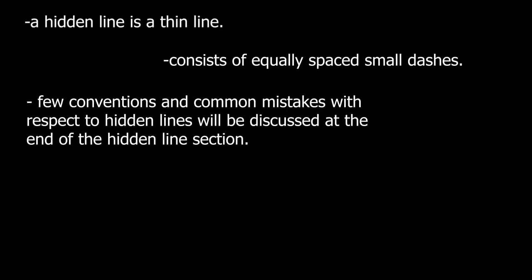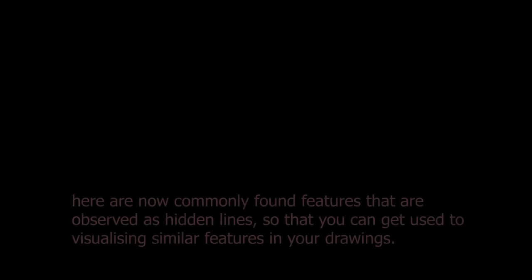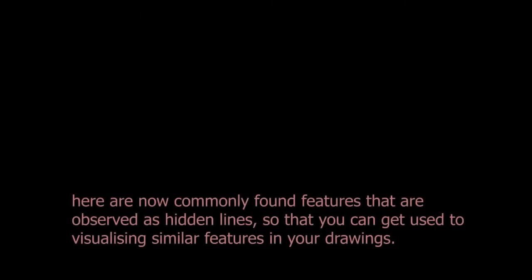We will begin this video by discussing hidden lines. A hidden line is a thin line and consists of equally spaced small dashes. At the end of this section, we'll discuss common mistakes and conventions with respect to hidden lines. And now I'll show you some common features that are hidden and how they are represented in our drawings.